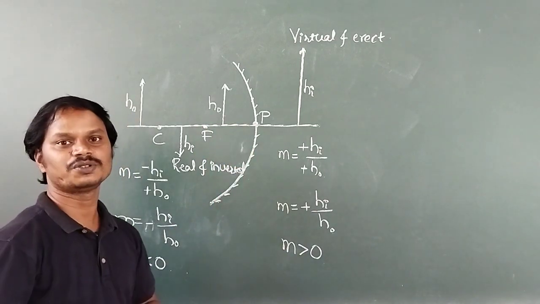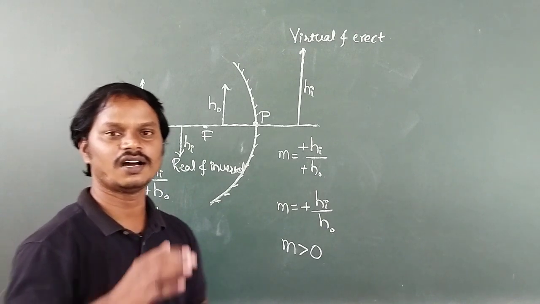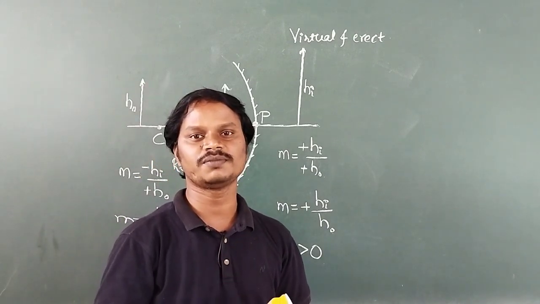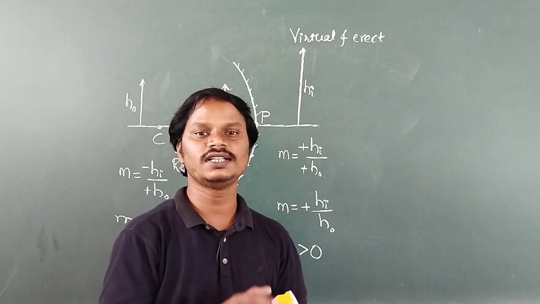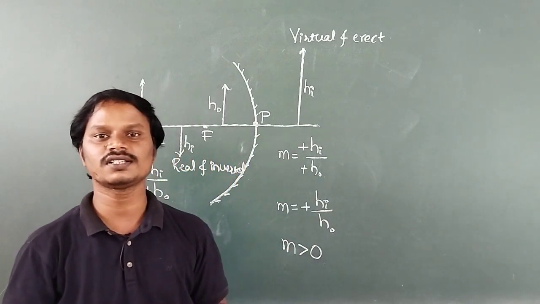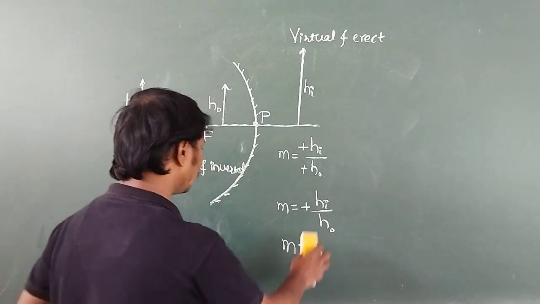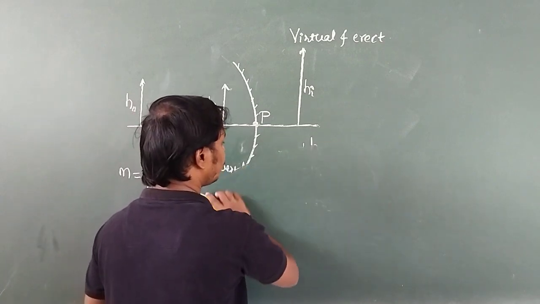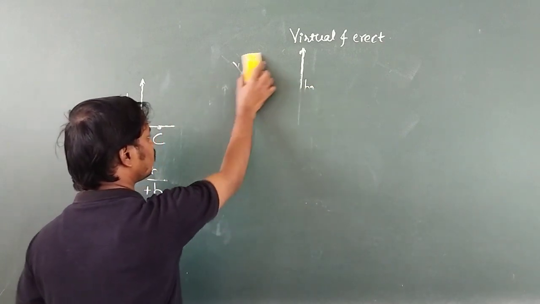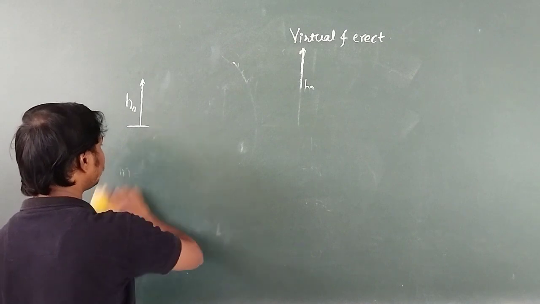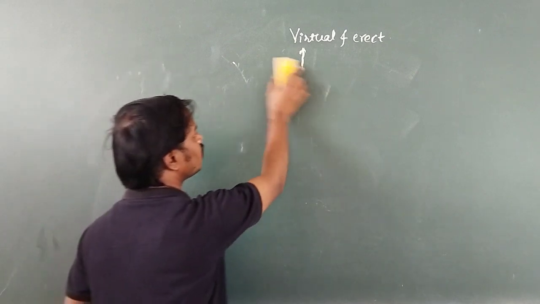Next, let us move to the convex mirror. Always the magnification produced by convex mirror is positive because the nature of the image formed by convex mirror is virtual and direct. Image virtual and direct ಇತ್ತಂದ್ರೆ magnification positive ಆಗಿರುತ್ತೆ. ಅದೇ image real and inverted ಆಗಿದ್ರೆ magnification ಏನಾಗಿರುತ್ತೆ ನೆಗೆಟಿವ್ ಆಗಿರುತ್ತೆ.